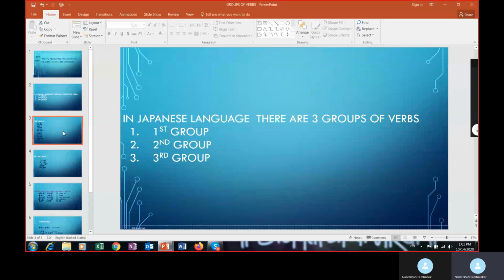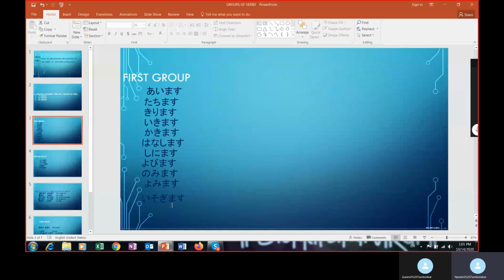I have texted some of the verbs here: aimas, tachimas, kirimas, ikimas, kakimas, hanashimas, shinimas, yobimas, nomimas, yomimas, and isogimas. Aimas is to meet, and it can also mean to make love; both meanings are there. Tachimas is to stand up. Kirimas is to cut.